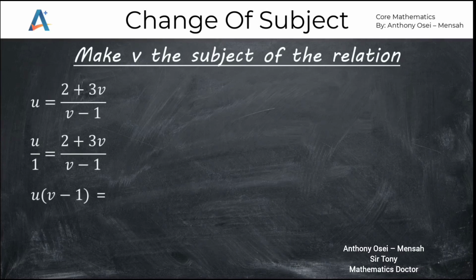Let's go ahead to this side. 1 will multiply this one. And of course, you know it will give you the same answer, which is to say 1 multiplying 2 plus 3v.